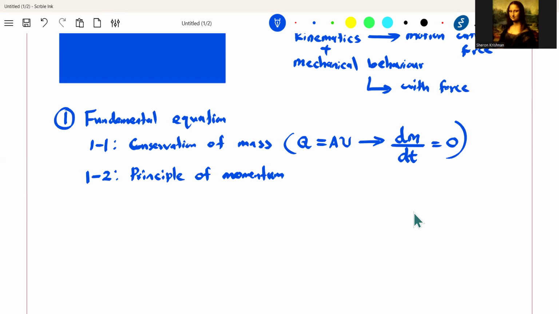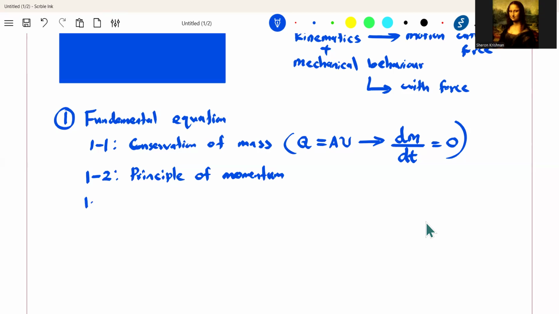So in the principle of momentum, here Newton's law comes into the picture. That means the principle of momentum must be satisfied. That means F equals ma. There are two types of momentum, linear momentum and angular momentum. Those things must be satisfied. So if you apply this equation, conservation of mass, we will end up with one equation. Principle of momentum, again we will end up with another equation.